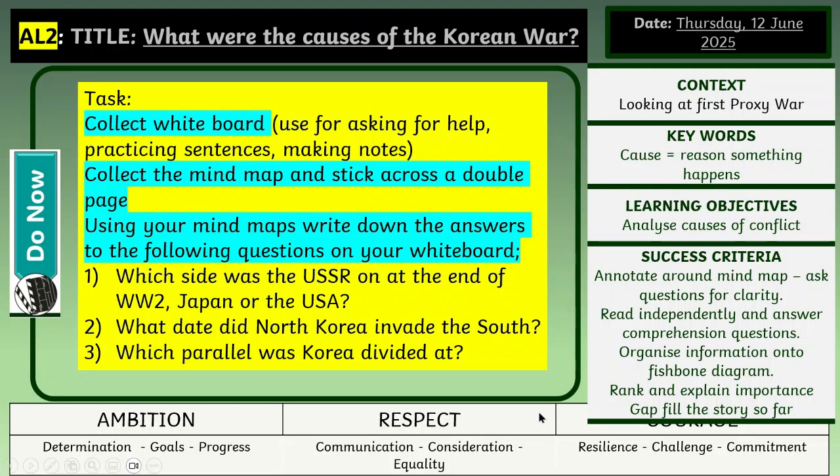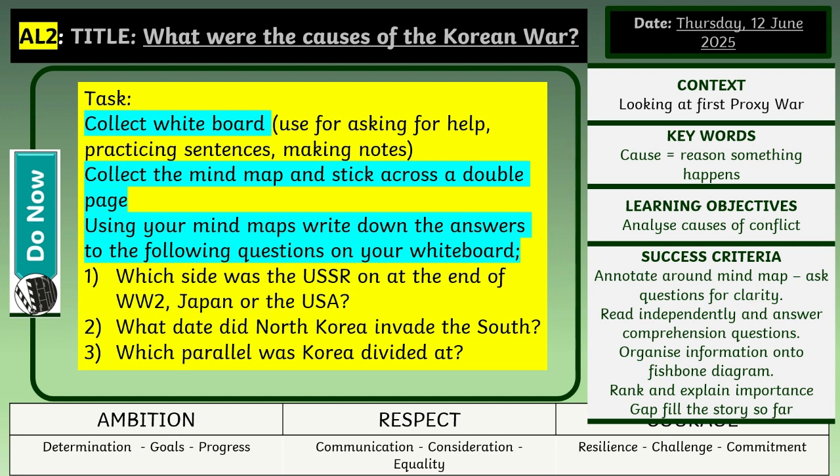Okay, Asian lesson 2. What were the causes of the Korean War? You will need to stick your mind map across a double page again to annotate around it. So depending on where you are in your book, you can leave one page because we are going to have some questions and put the date and title on that one. Or if you're on a double page, stick your mind map on first and then write the date and title on the next sort of single page.